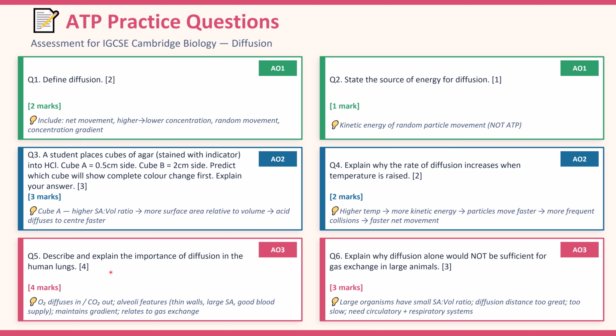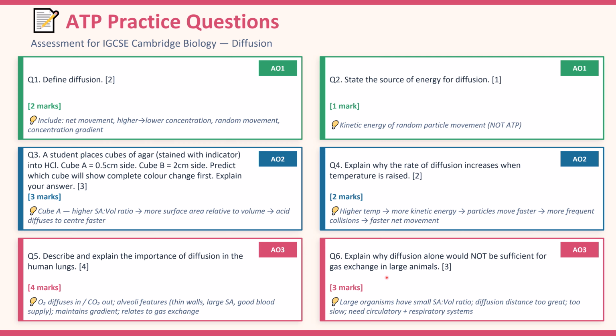Question 5: Describe and explain the importance of diffusion in the human lungs. This is from Assessment Objective 3. It carries 4 marks. The answer tips: oxygen diffuses in and carbon dioxide diffuses out. Alveoli features: thin walls, large surface area, good blood supply, maintaining the gradient, which relates to gas exchange.